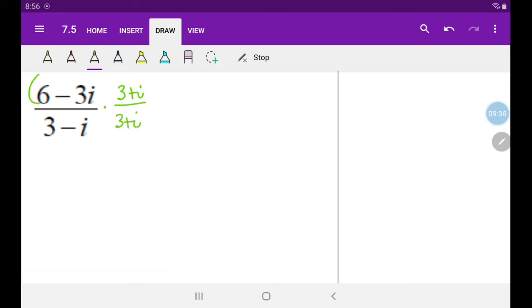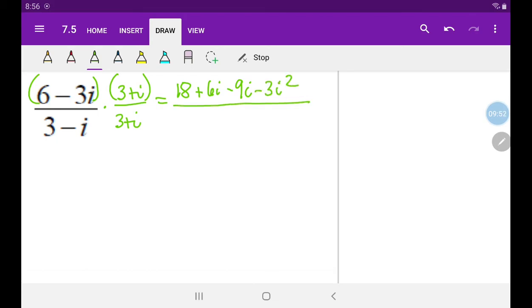Okay, so we can pretend that we're FOILing out our numerators. So if I multiply my first, 6 times 3 is 18. My outers is going to be plus 6i. My inners, that'll be negative 9i. And then my last is negative 3i squared.